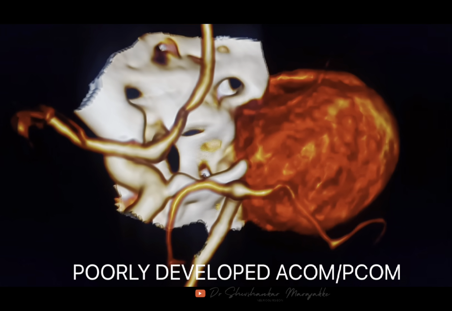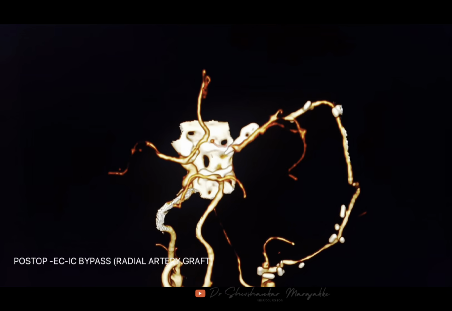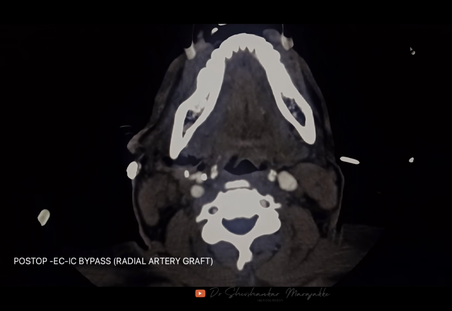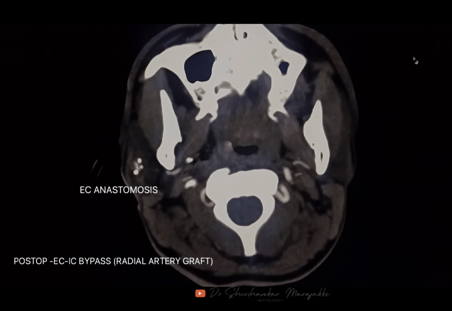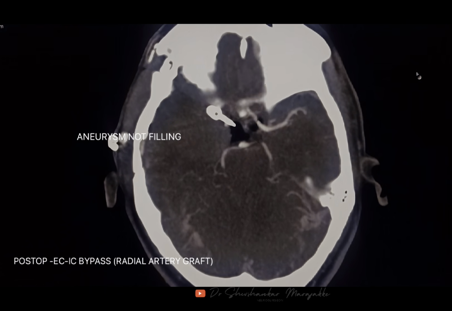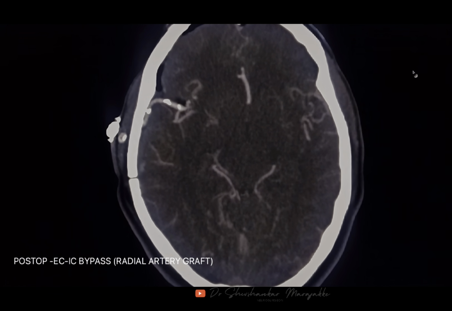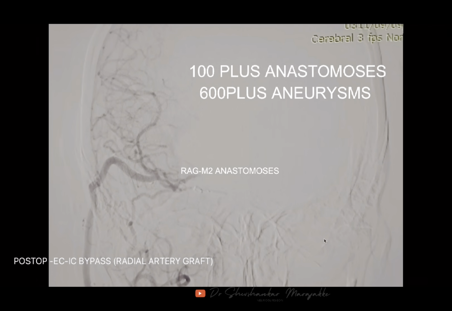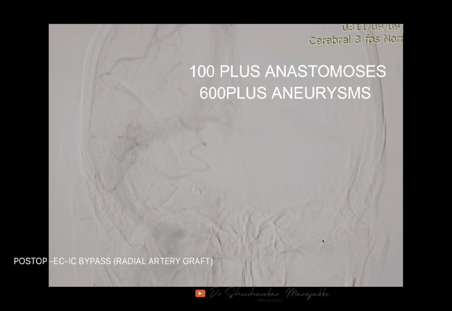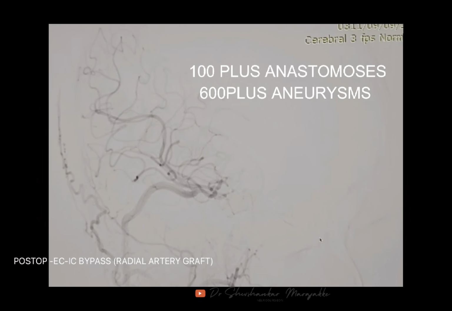So this is what you can see, the high flow radial artery bypass. This is the anastomosis to the EC in the neck, and this is the radial artery coming up into the cranium. So that is the site of the radial artery to M2 bypass. So these are beautifully filling vessels, and the aneurysm is not seen. We have completed around 100 plus anastomoses and 600 plus aneurysms in the last 10 years.